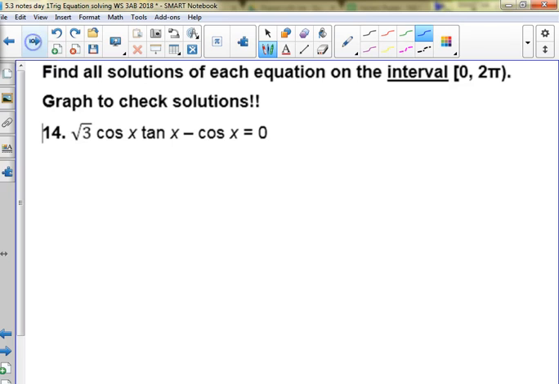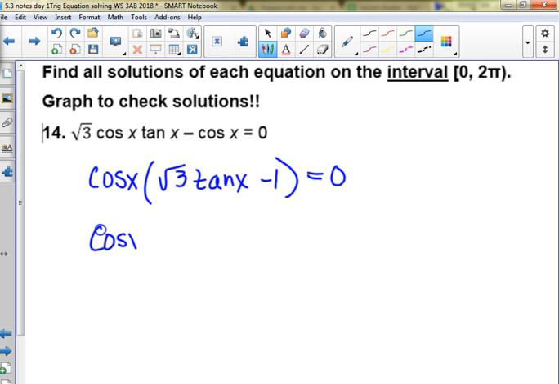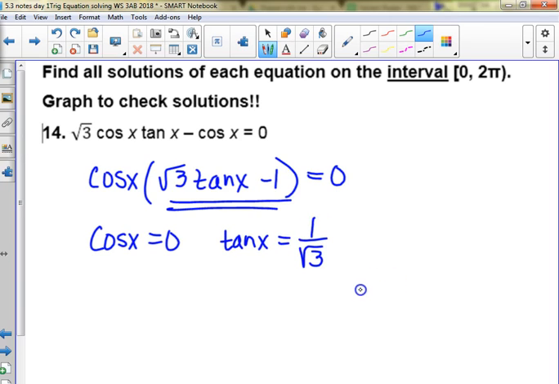Do I really want to do this one today? How about we do 14? Last one, okay? 14. What's happening here? Take out a cosine. What's left? Square root of 3 tangent of x minus 1 equals 0. So the cosine equals 0 or what? I'm not even going to rationalize that.